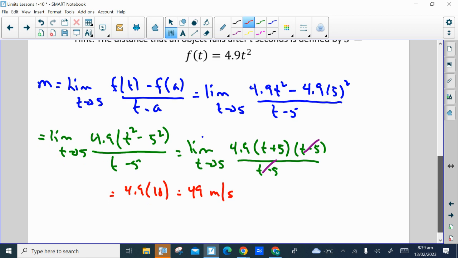So again, one of the applications of the slope of a tangent line is the instantaneous rate of change. In this case, it's the instantaneous rate of change of meters with respect to the time in seconds, which is the velocity. That's the instantaneous velocity at 5 seconds. That object is falling, and at 5 seconds after it's been dropped, it'll be traveling at 49 meters per second. Instantaneous rate of change.